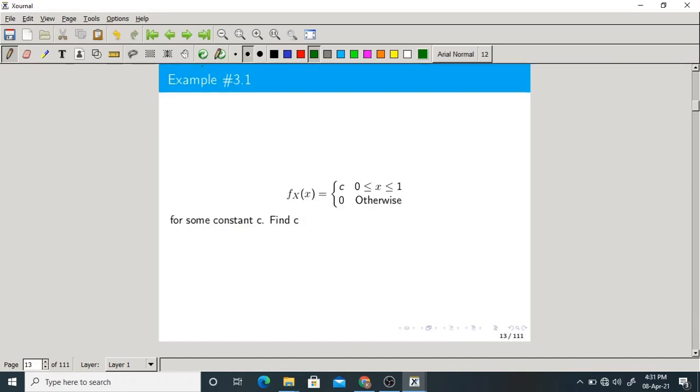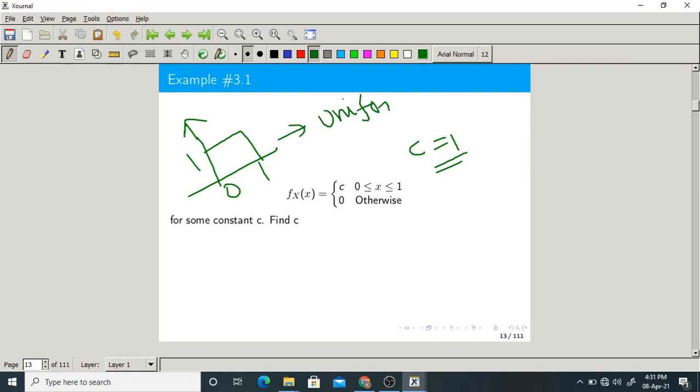Now this is a simple problem we solved yesterday. You got C equal to how much? 1. Actually, what is this? If you draw this, it is 0 to 1, it is 1. What is it called? It is called PDF of uniform random variable. Here A equal to 0, B equal to 1. If you remember these things, it would be very easy.